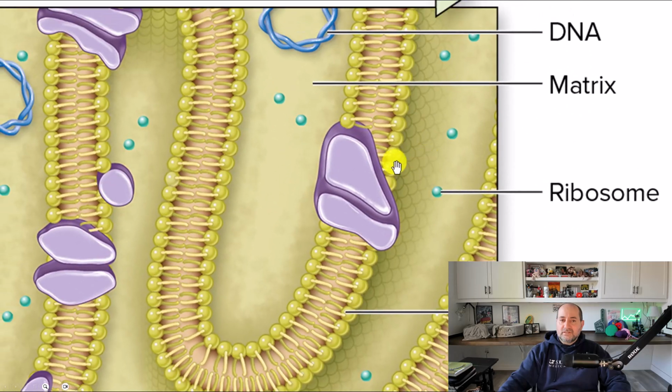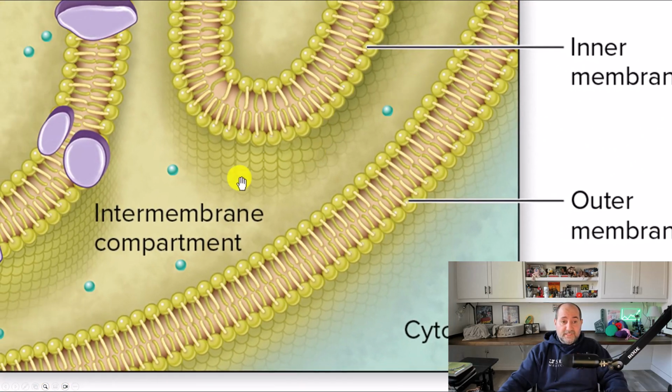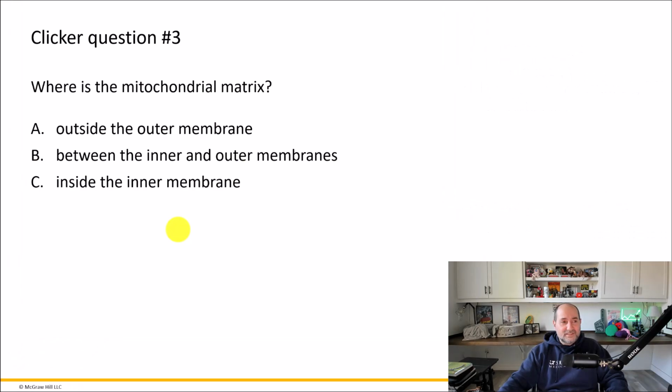So you see the fluid in the very center is called the matrix, and the space between the two membranes is called the intermembrane space or the intermembrane compartment. So that leads us to clicker question number 3.